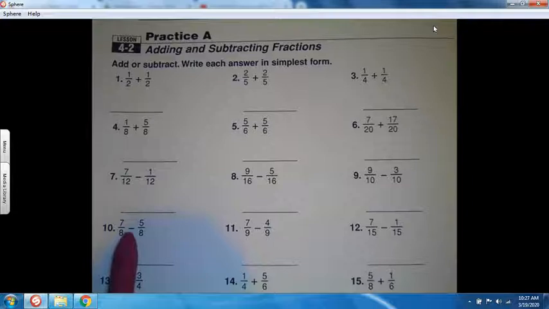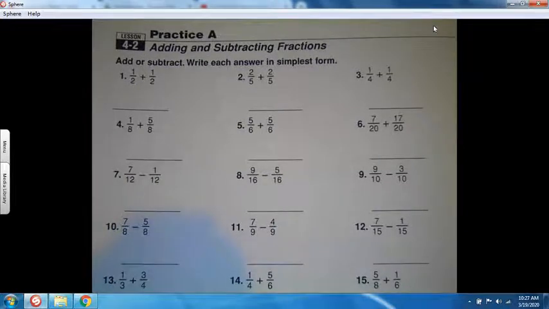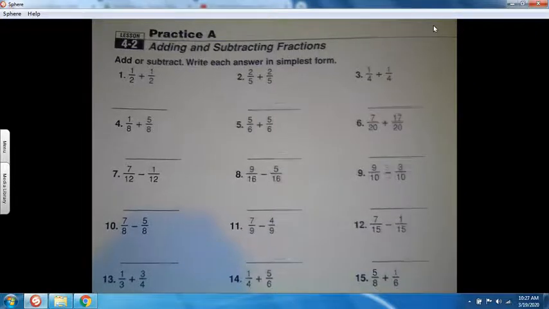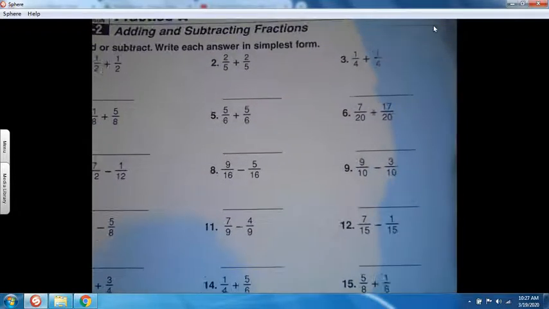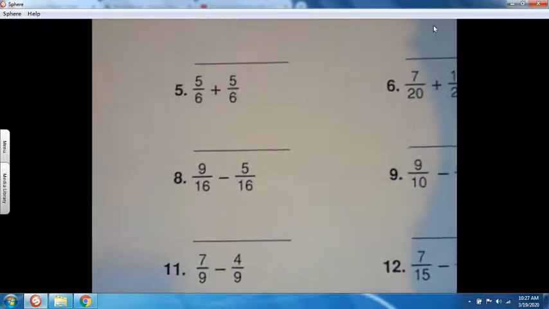This worksheet is very, very simple. Lots of good practice on here. I'm not going to take too much time with this, so I think if we were in class, one of the ones you would have me do is problem number 8. So let's take a look at problem number 8. Let me make it bigger so we can all see.